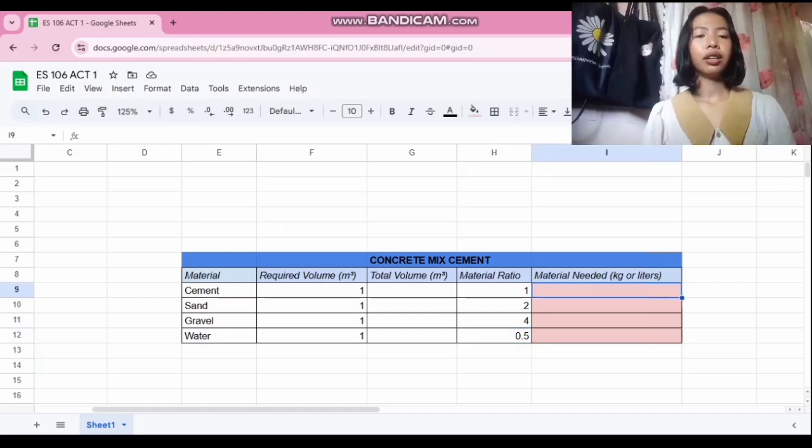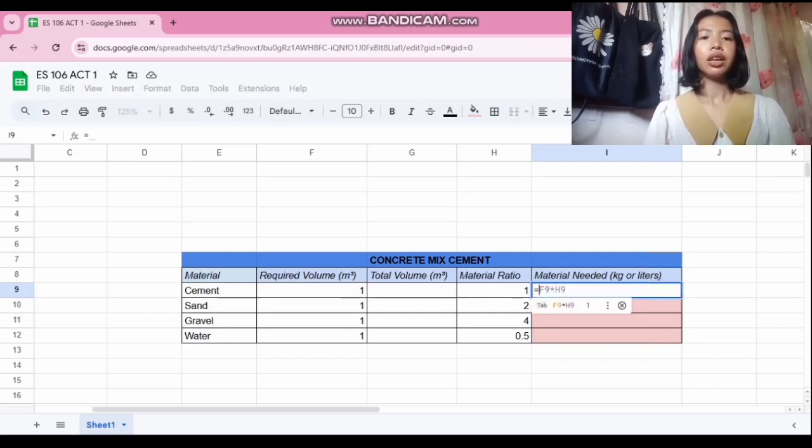Finally, column I, the material needed, houses the formulas that calculate the required quantities of each material. The formula for cement in cell I9 is equal to G9 times 500 times H9. This formula multiplies the total volume, or the G9, by the constant 500 kg of cement per cubic meter and then by the cement ratio, or the H9.